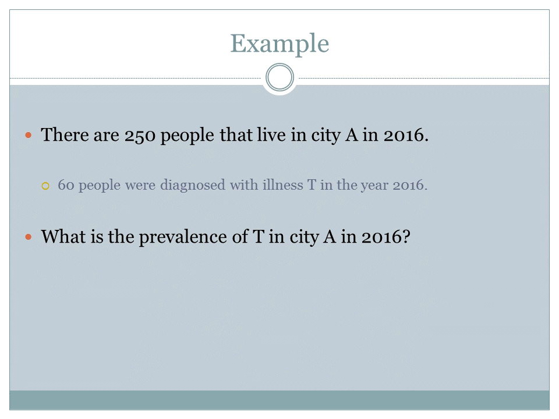Here's an example of prevalence. There are 250 people that live in City A in 2016. 60 of those people were diagnosed with a particular illness, T, during that same year, 2016. How would we calculate the prevalence of T in City A in 2016? Going back to our fraction from earlier, you would take the 60 folks that developed the illness and divide it by 250. That would be the prevalence of the illness in City A.